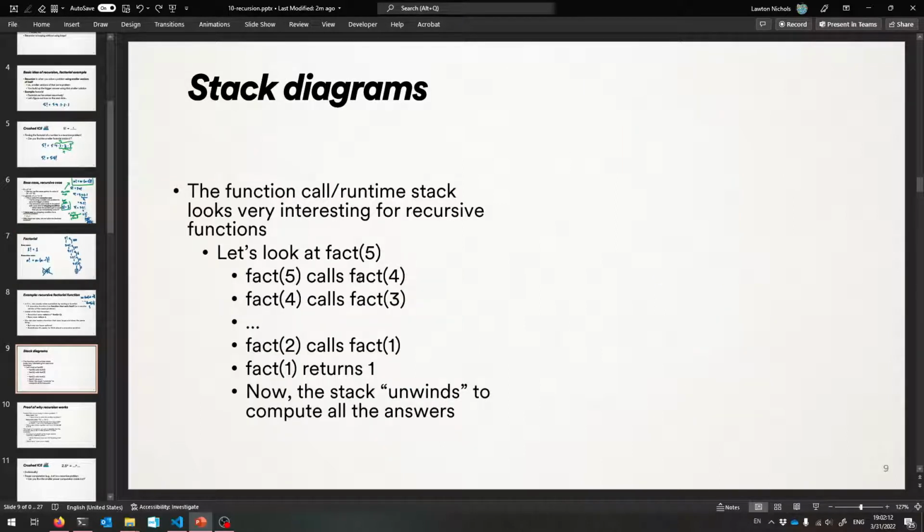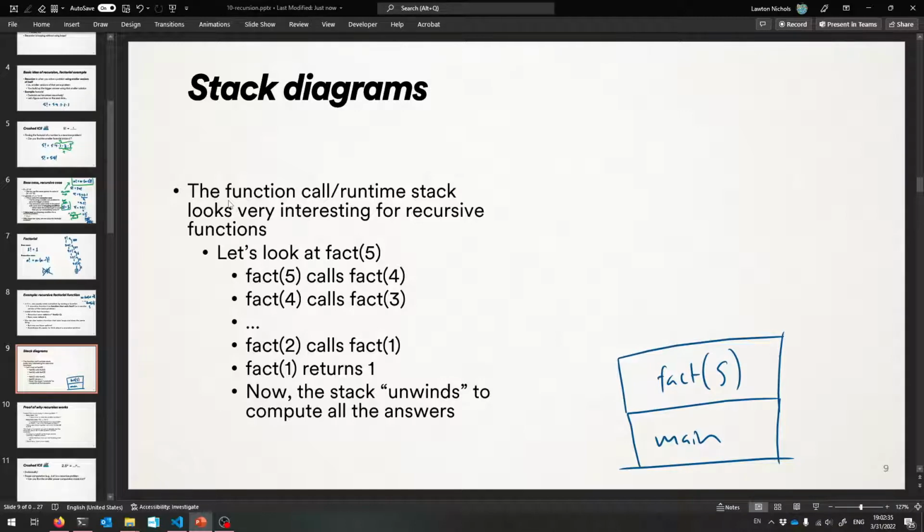A stack diagram is the thing we need here. So the function call stack, or the runtime stack, looks really cool the way that recursive functions are running. So remember what we were doing here. We were in main, and then main was trying to compute factorial of 5 so that it could print out the answer. So main calls fact of 5.